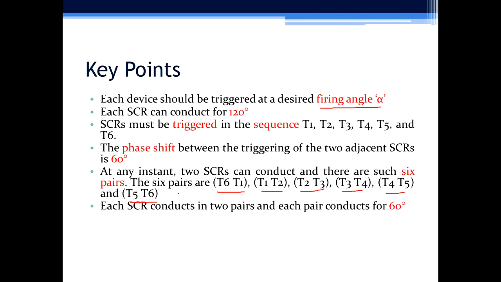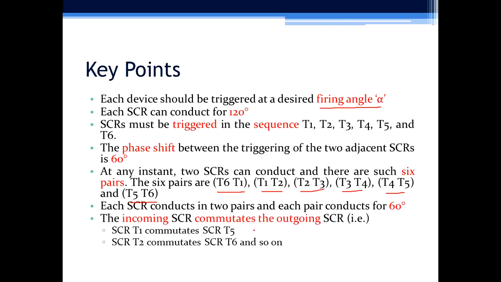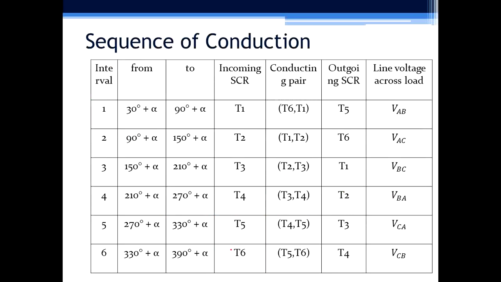Each SCR conducts in pair. Each SCR conducts with two devices. Here you can see that one device is conducting with T6 for 60 degree, and the same device is conducting with T2 for 60 degree. The incoming devices commutate the outgoing devices. When SCR1 commutates SCR5, T2 commutates T6 and so on.